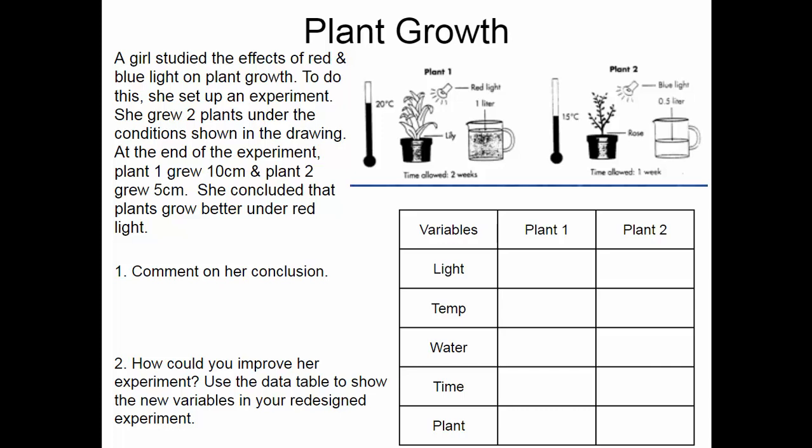So you read about this scientist who is doing a pretty simple experiment. She wants to know how the color of light will affect plant growth. So she set up this experiment, grew these two plants, and then at the end of the experiment found that plant 1 on the left grew 10 centimeters, and plant 2 grew 5 centimeters. So her conclusion was that plants grow better under red light. What are your thoughts about this conclusion?